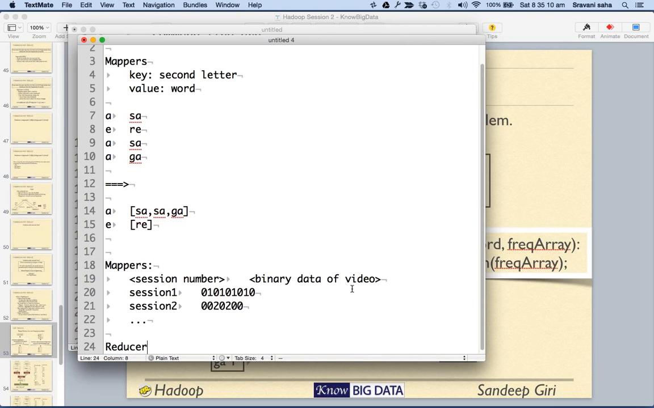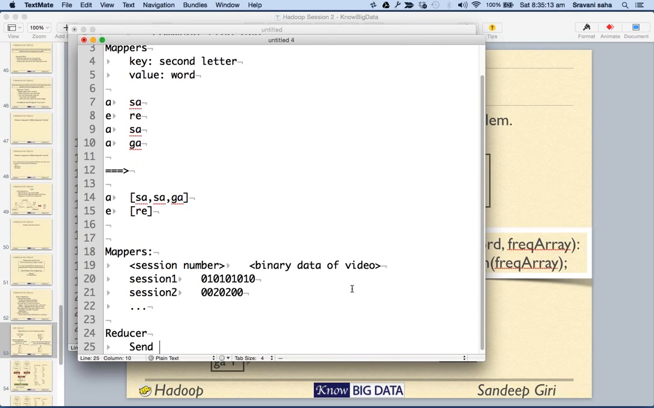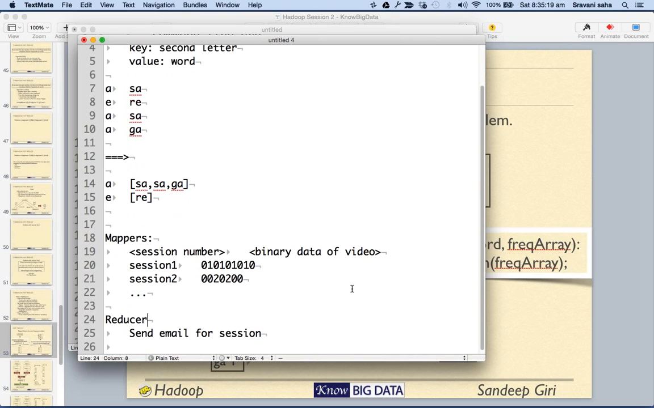In the reducer, we will start sending email for each session. The reducer will get two things: the session name, which is the key, and the value, which is our videos. Then it can send the videos. So you can do these kinds of things as part of the mapper and reducer. Does that make sense to you, Manish?